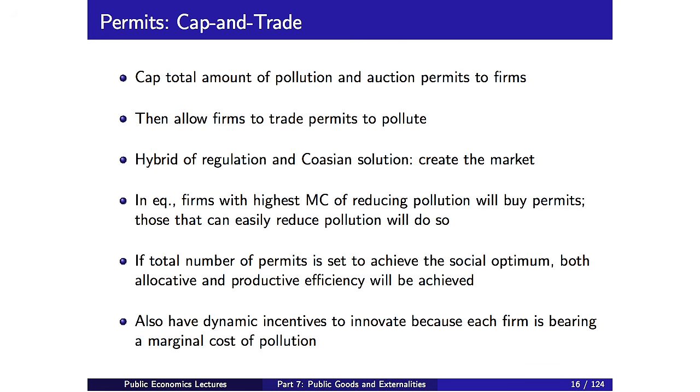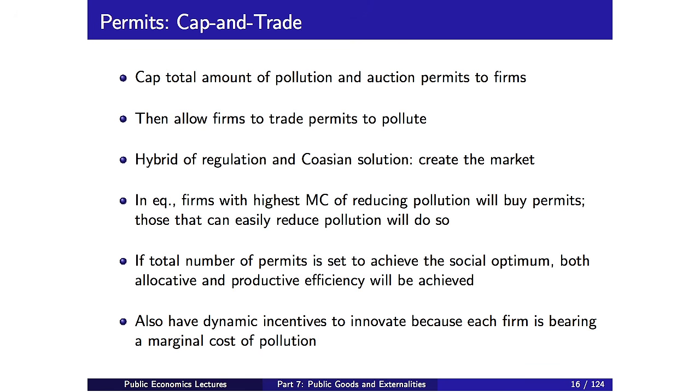So the way I think about it is like this is a hybrid of regulation and the Coasian solution. The idea is essentially that you create the market. You say, I want a certain amount of CO2 emission. I've decided like that's acceptable. And then I'm going to let the market sort it out because I've now created this market with the permits. So that's, I think, like a very elegant way to think about it. And how does it solve the two problems that I mentioned?